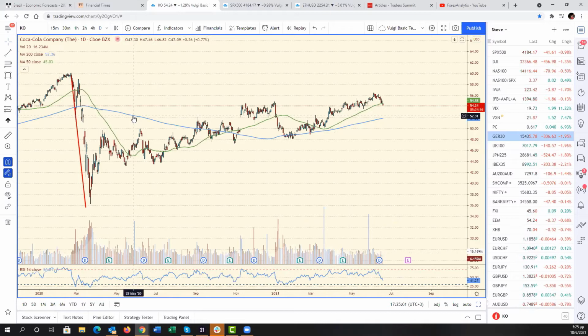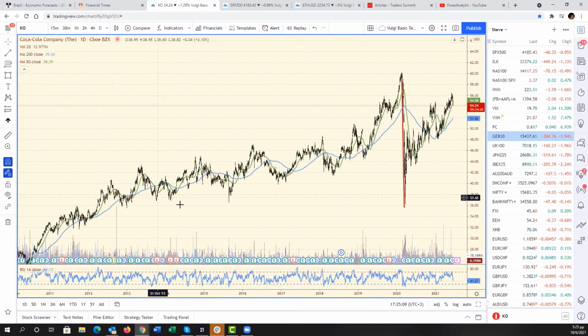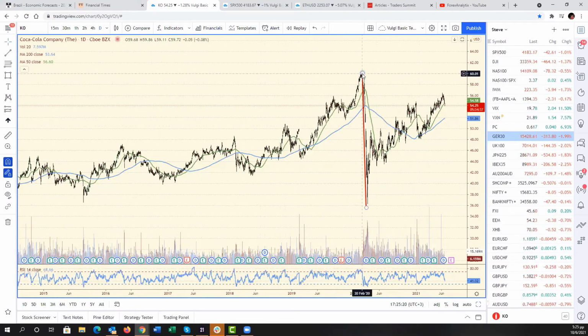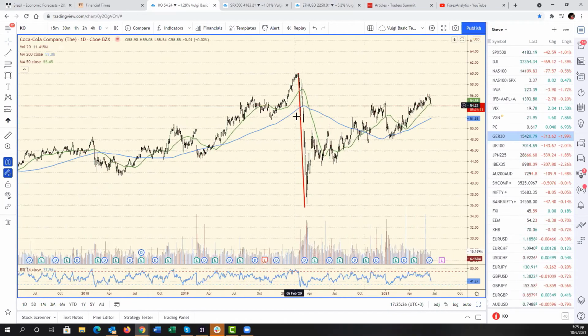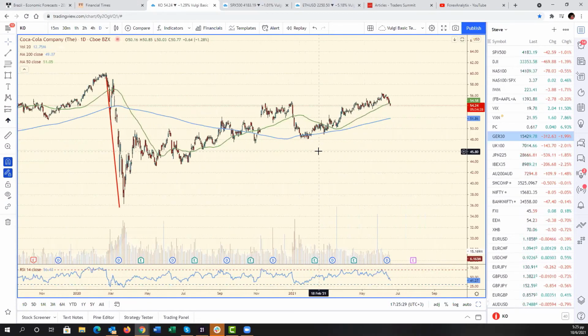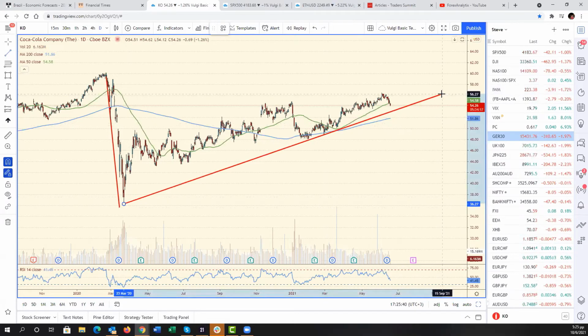Look at how sharp it has been, how violent, how fast we retraced a huge amount of the gains we had. We retraced within a very short period of time back to prices we hadn't seen since 2013. So people that were long Coca-Cola since 2013 and held it to 60 found themselves back out of the money within a period of 1 month following the COVID sell-off. Now, the problem here is that the recovery is not impulsive.